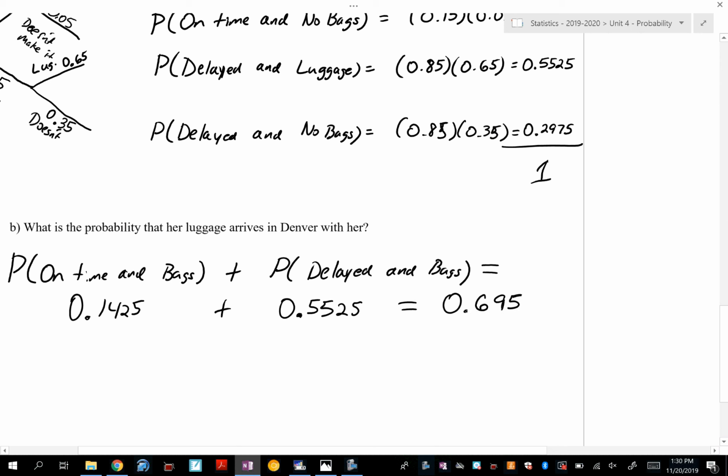Okay. So in a sentence, she has about a 70% chance of getting her bags in this travel. That doesn't seem very high. Right? I mean, seriously, gotta be United, right? Oof. Or Delta, don't get me started.